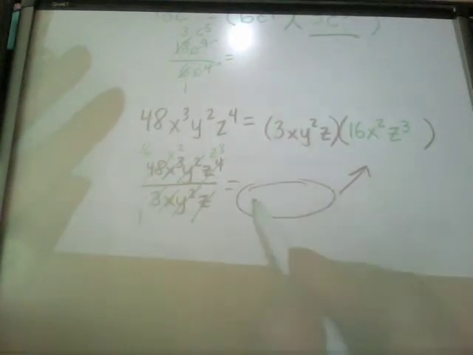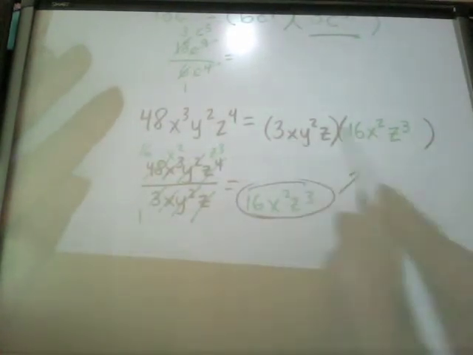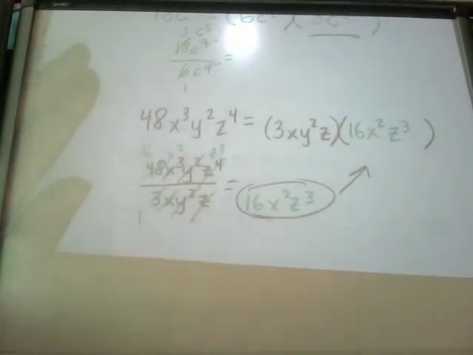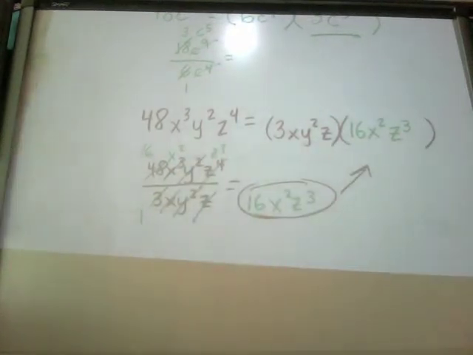So if you do it this way, you should get the same answer. If you can do it just by looking to see, well, what would I multiply this by to get it back to my original monomial, then you can just fill in that second factor. Questions? Nope. Okay.